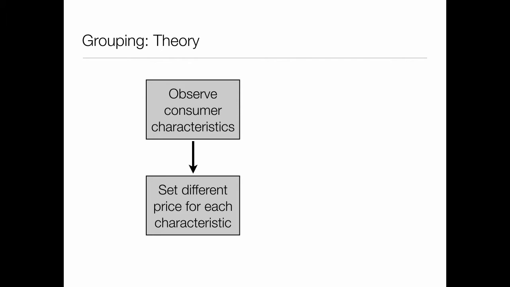So I'm now going to look at grouping. Grouping is a version of price discrimination that is of particular relevance, of course, to applications on the internet. What happens under grouping is that the seller can actually observe consumer characteristics and then can take those observations and set a price for each different characteristic.